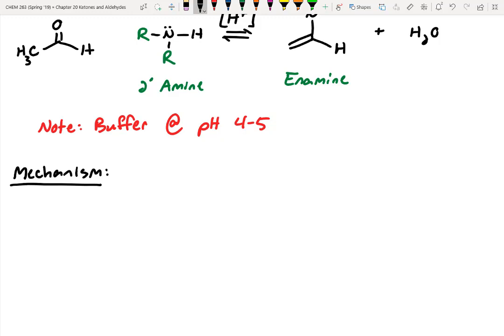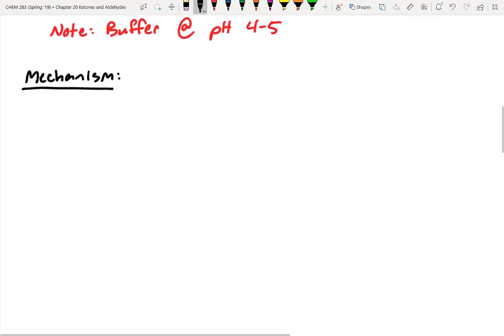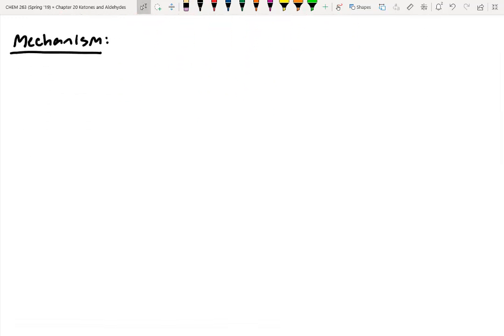Typically you'll just see, at least in the textbook, a proton with brackets around it, meaning it's acidic conditions, but acidic conditions is a super vague term, right? So in this case, we're trying to note that, yeah, it's acidic, but more specifically, it needs to be within this range. All right, so the mechanism.